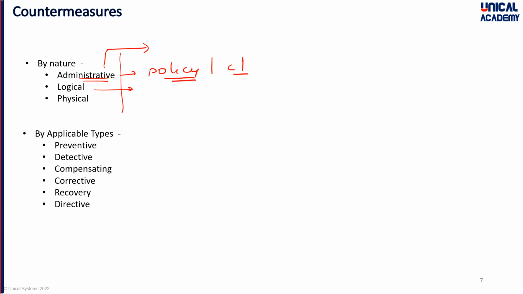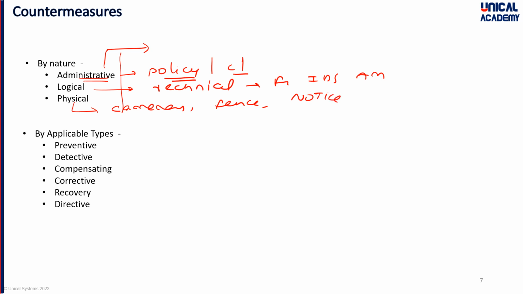Logical, these are also called technical. Maybe a firewall, maybe intrusion detection system, anti-malware software, all these are logical. Physical: security cameras, a fence, a serious notice board, all those are the physical. Physically, what you can see, tangible, system-wise, technology-wise, by policy and administrative decisions. These are the three types.